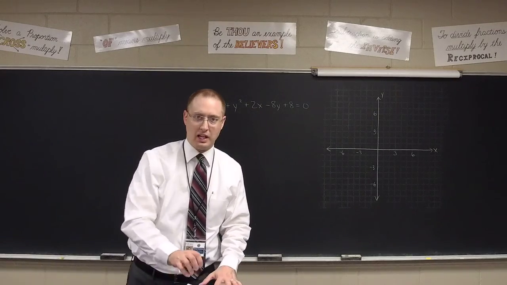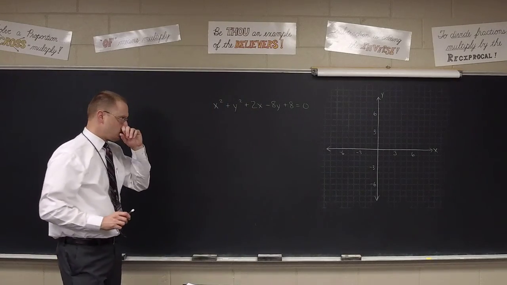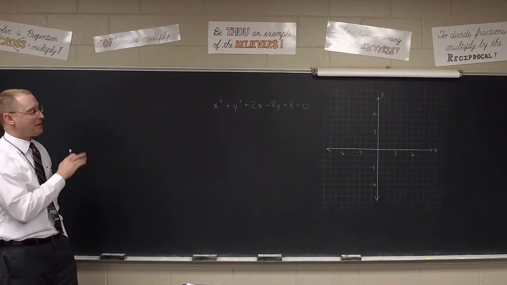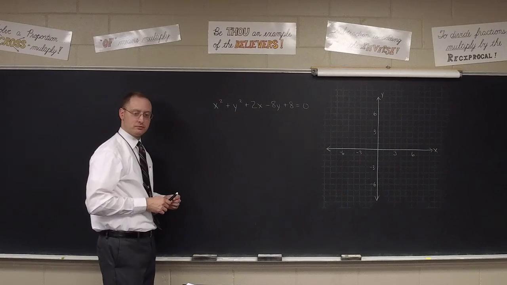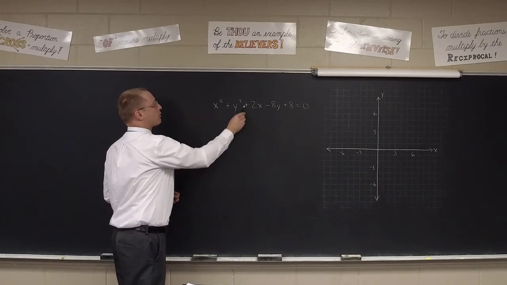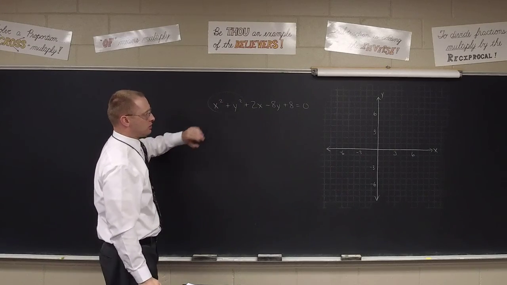Right, as we get started, I want to take a look at your homework. You had just one equation that you needed to graph, and what shape is this and how do we know? Jamie? It's a circle. How do we know? Because both the x and y are squared. Good, we got both of them squared and added together, so we know it's a circle.